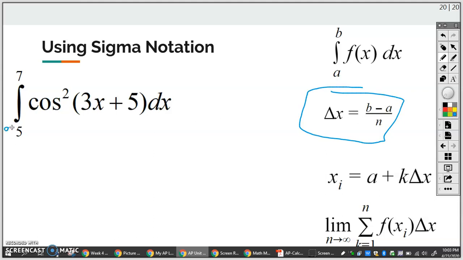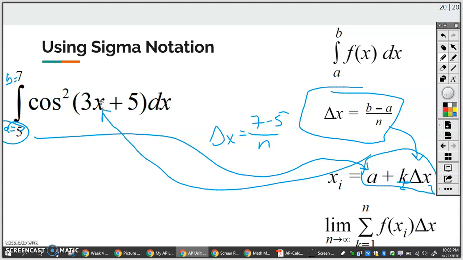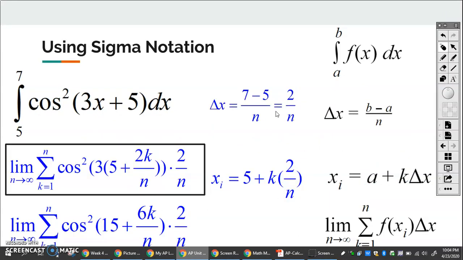So a is the number at the bottom, the lower limit. b is the number at the top, the upper limit. So in this problem, delta x would be 7 minus 5 over n. Then you're going to take that, plug it in for delta x here. k is going to stay k. a you can get from the lower limit of the integral. Once you have an expression for x sub i, you're going to plug that whole thing in for x. So wherever you see x, replace it with the expression that you get here. I've got it all worked out on this next slide. Email me if you have questions.